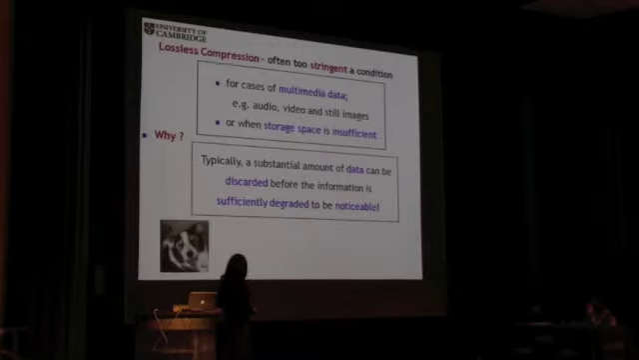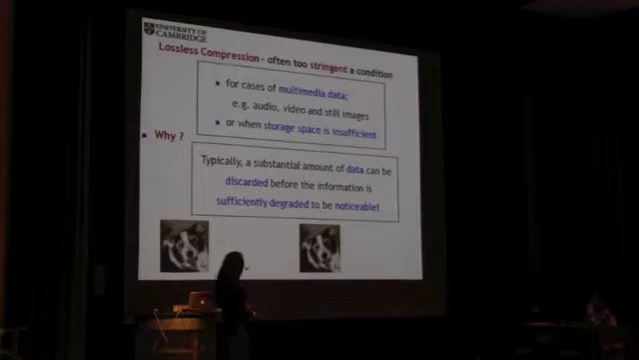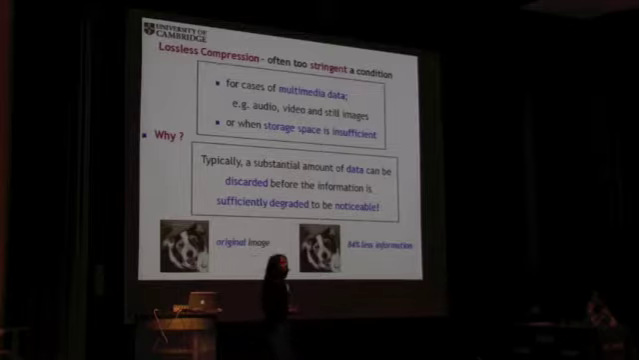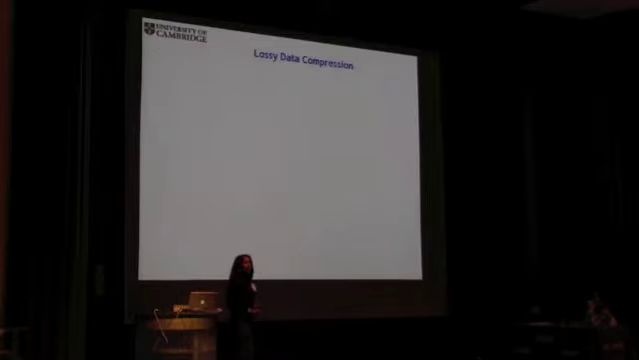Let's see a simple example. Let's look at these two pictures of a dog. They look almost identical, don't they? But this is the original image, whereas this is one with 84% of the information discarded. So this brings us to lossy data compression.